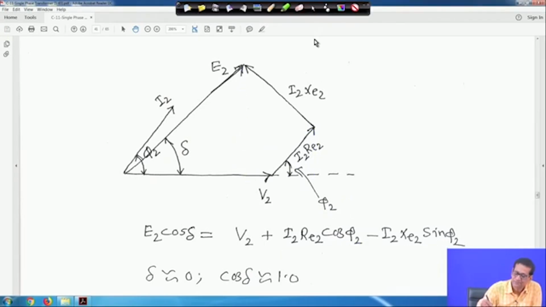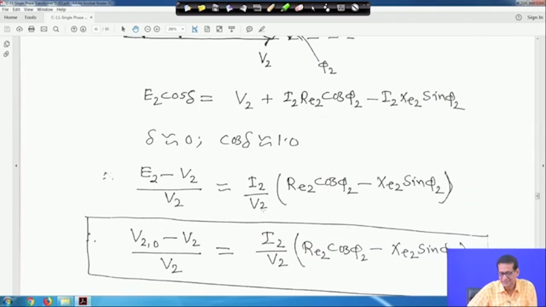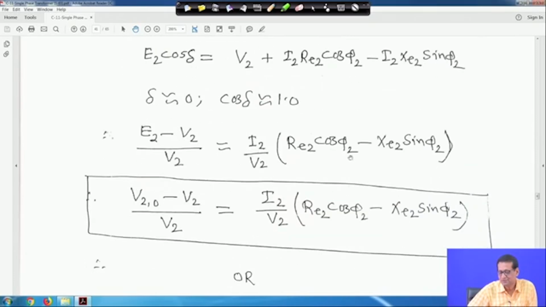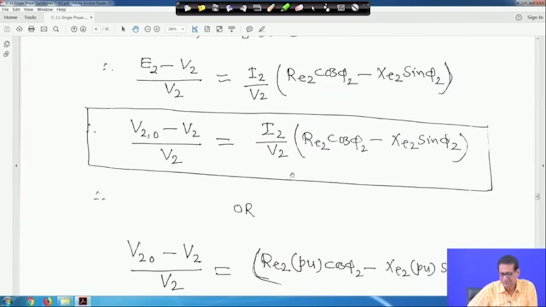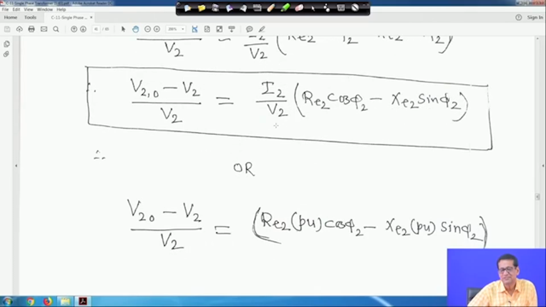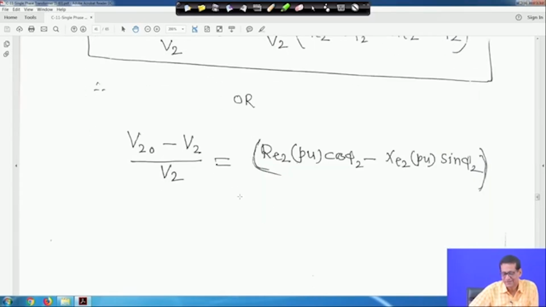We assume delta is equal to 0, so cos delta is equal to 1. So, E2 minus V2 upon V2 is equal to, same way, I2 upon V2 times Re2 cos phi 2 minus Xe2 sin phi 2. With ZB2 equal to V2 upon I2, you will get Re2 per unit cos phi 2 minus Xe2 per unit sin phi 2. In general, for lagging power factor sin is plus for regulation, for leading power factor sin is minus.